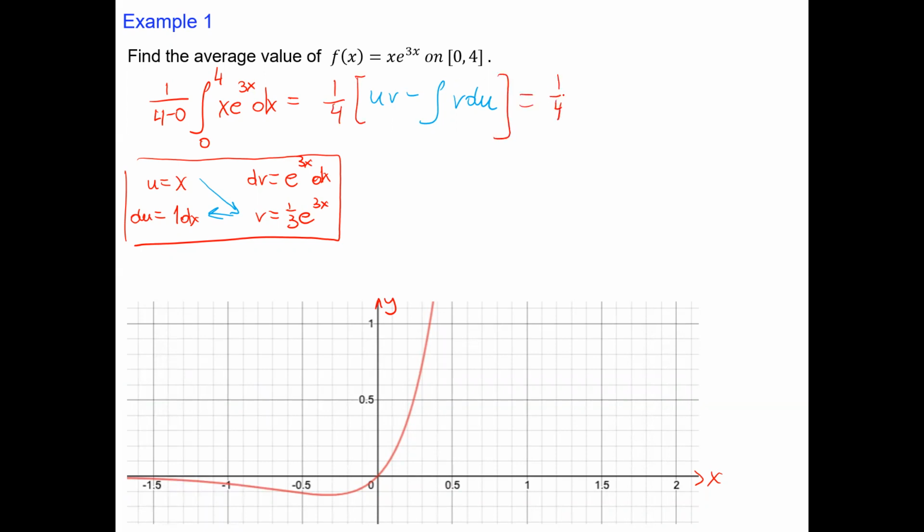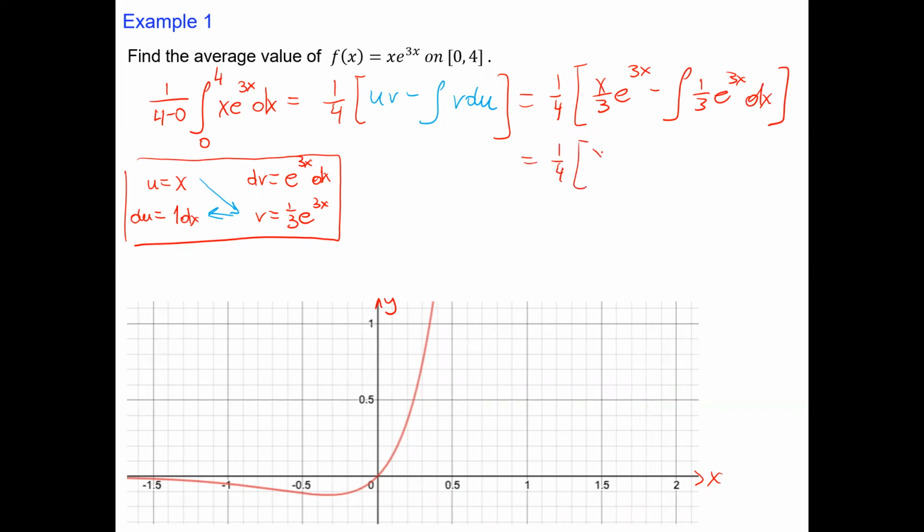Let's see what we will get. The new concept, average value of the function, is relatively easy, but now we have to get back to our integration techniques. u times v is x times 1/3 e to the 3x, minus the integral of 1/3 e to the 3x times 1 dx.